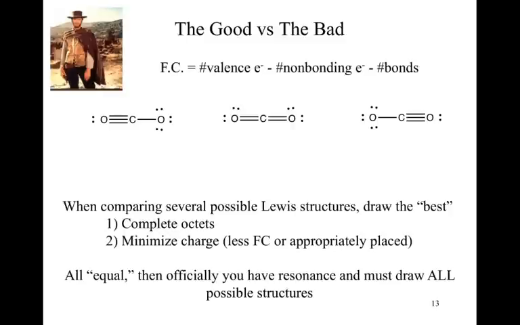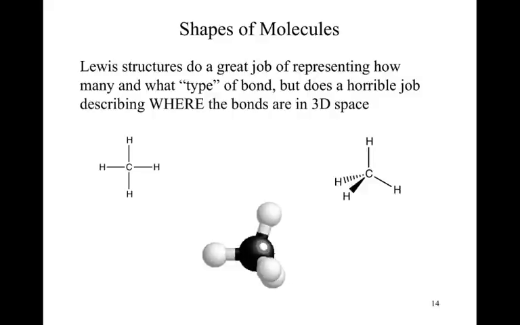Okay? If all is equal at this point, then you really do have resonance officially, and you should draw all the possible structures. There are some other subsets of rules that follow out of this. Those tend to show up very infrequently. You're really only looking at those first 2. Okay? This does require practice more than any of the other parts because you actually now have to interpret the structures drawn, not just draw them. Okay? So, with that, we'll move into our next topic of shapes of molecules.